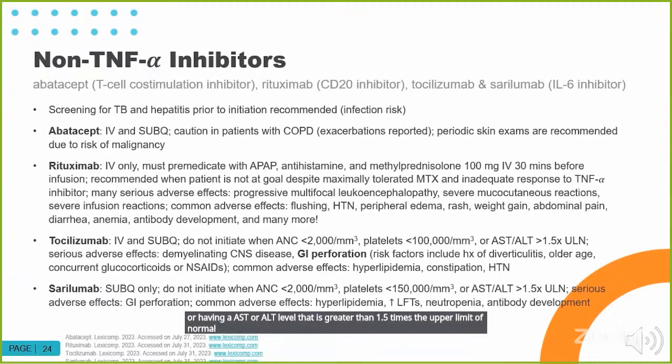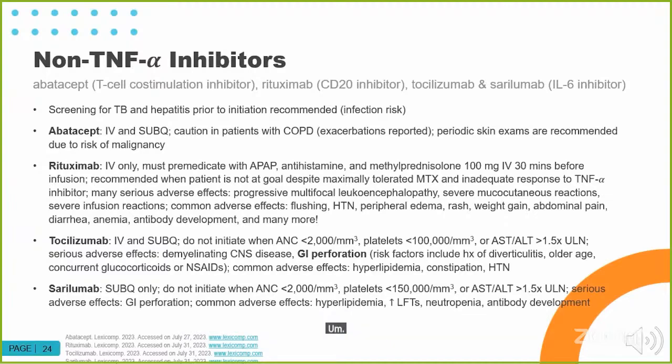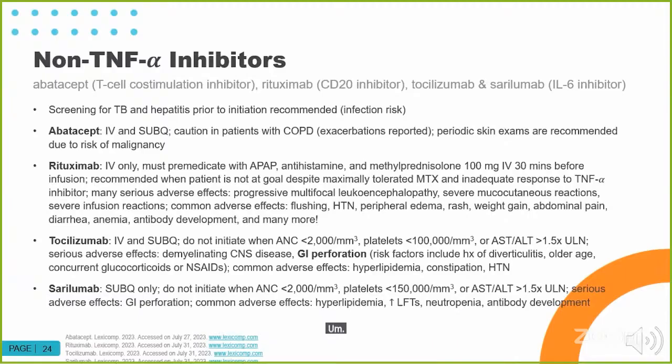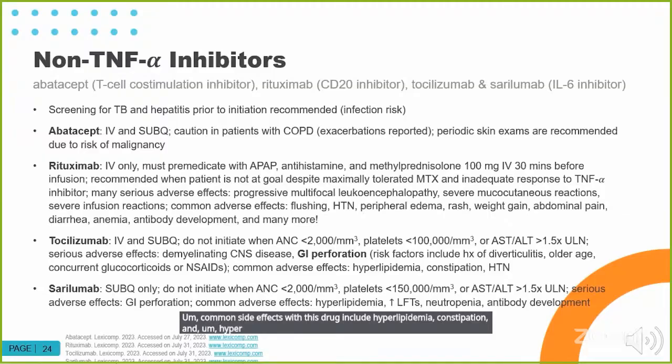A serious side effect associated with tocilizumab is the myelinating CNS disease. This is very similar to our TNF-alpha inhibitors, as well as GI perforation. GI perforation is seen more so in patients that have additional risk factors, which include history of diverticulitis, being of older age, concomitant glucocorticoid or NSAID use. Common side effects with this drug include hyperlipidemia, constipation, and hypertension. And then our last non-TNF-alpha inhibitor is sarilumab.